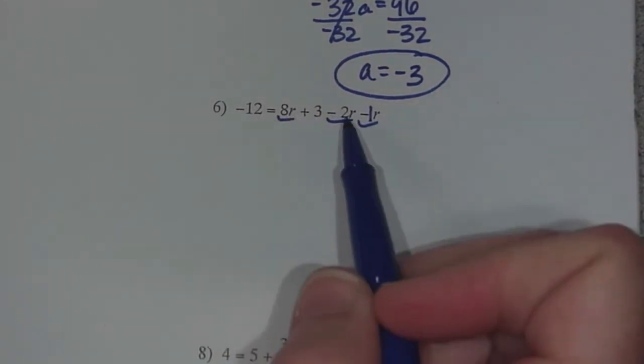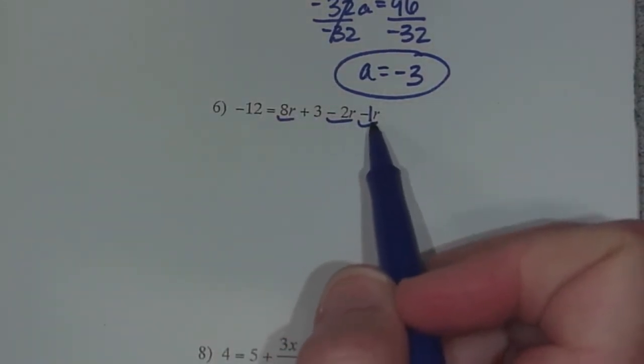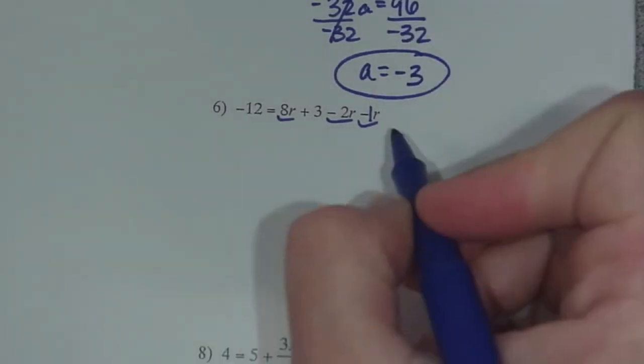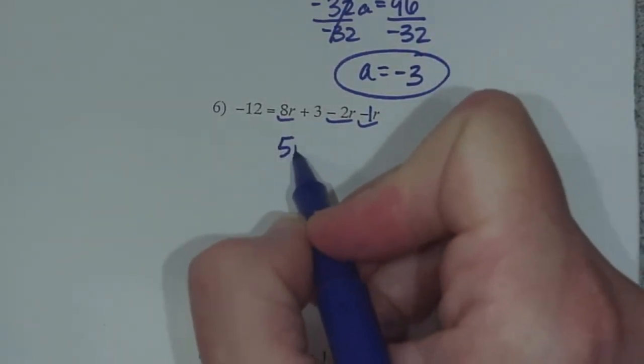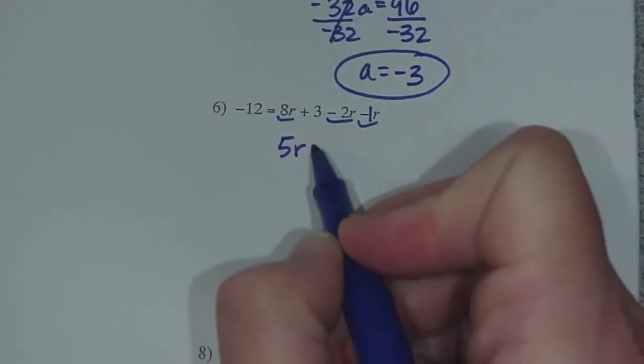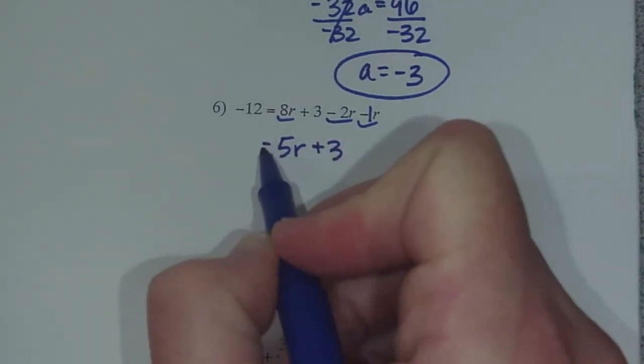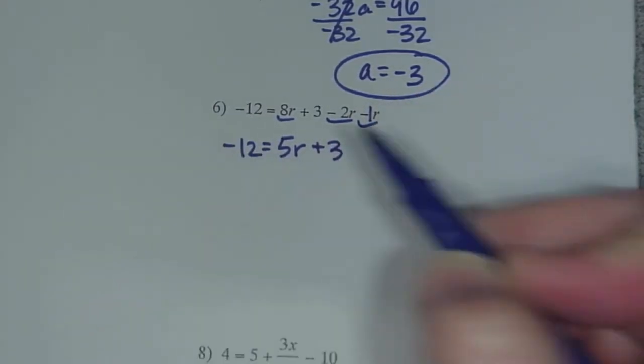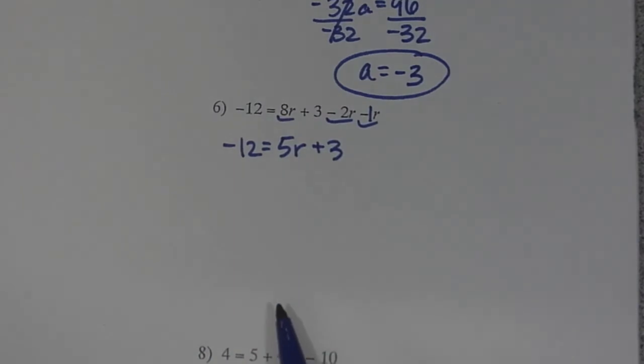So 8 minus 2 is 6, minus 1 is 5. So it looks like we're left with 5 r's there. And then we still have our little plus 3. And bringing down my -12. And now we have a nice two-step equation.